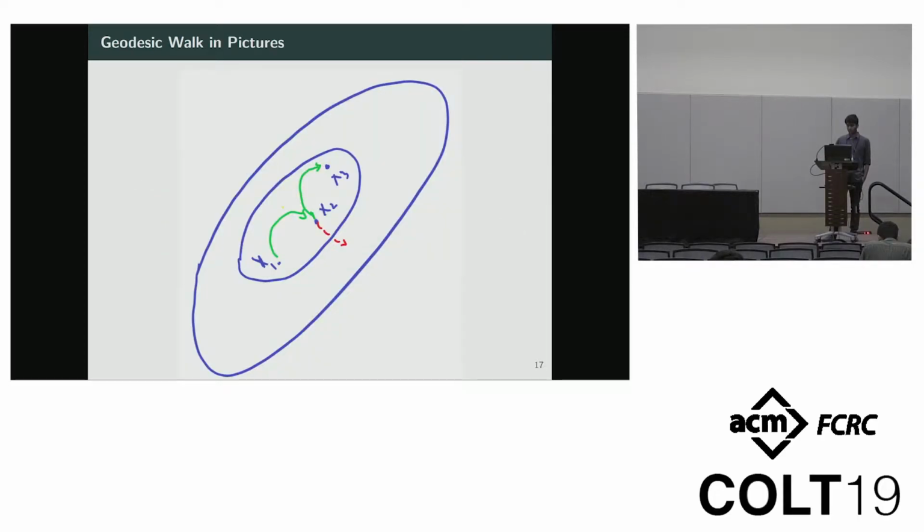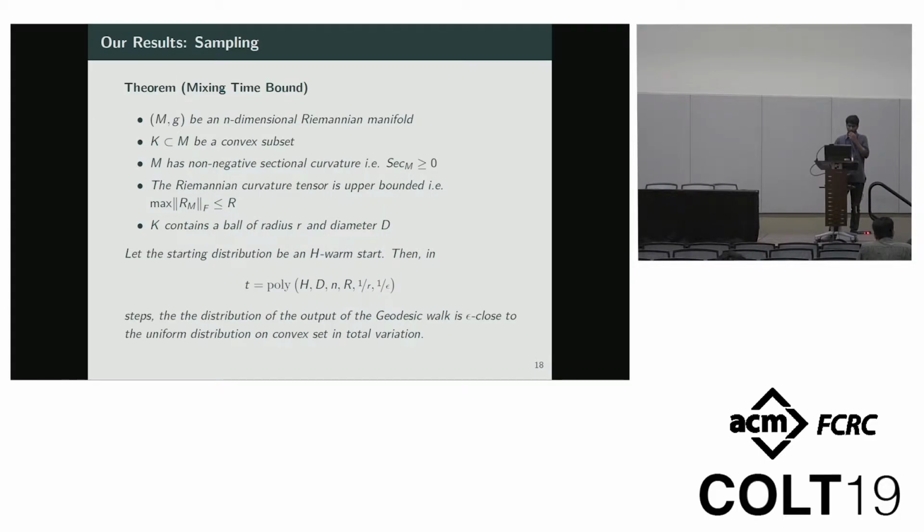Okay, so again in pictures, the outside blue set is a big manifold, the inside blue set is the convex subset you're interested in. You take a step from x1, you go to x2. If a step says go outside the convex set, you don't go, and if it stays within the set, you continue going there. Okay, so quick slide on this. We show that with technical restrictions, the geodesic walk on a convex set actually warm start mixes in polynomial time.